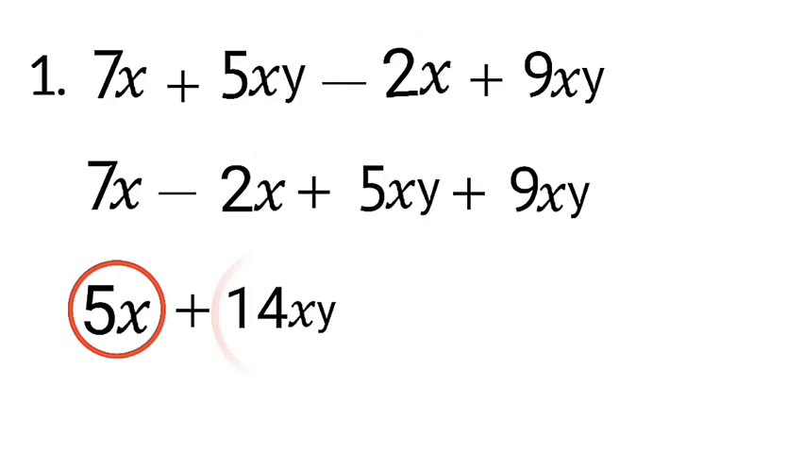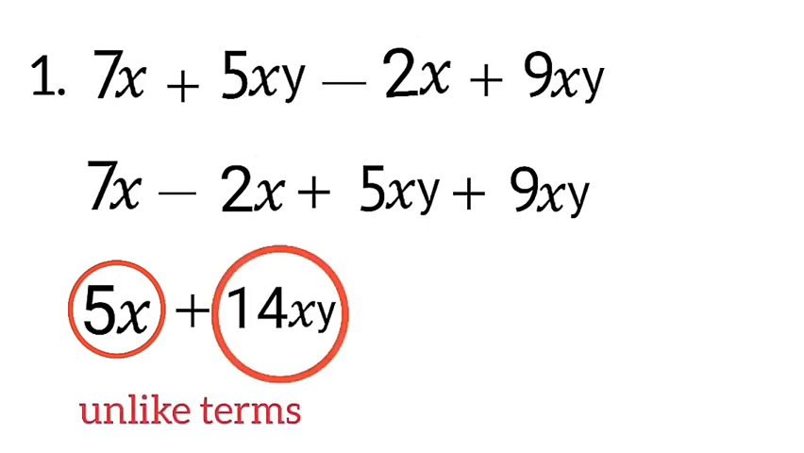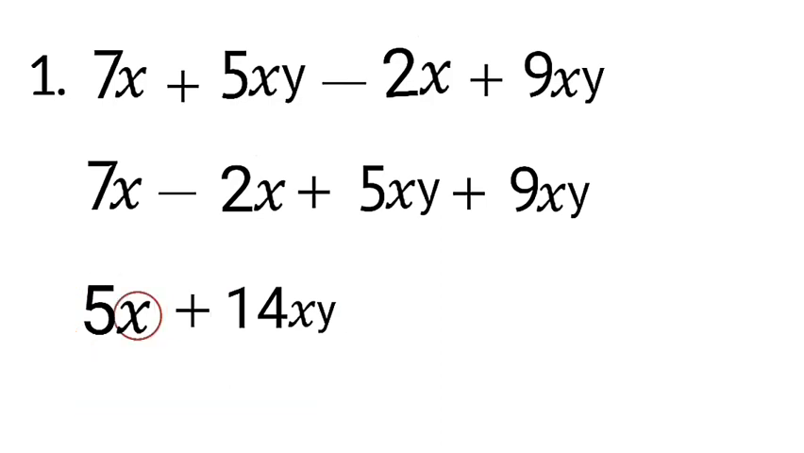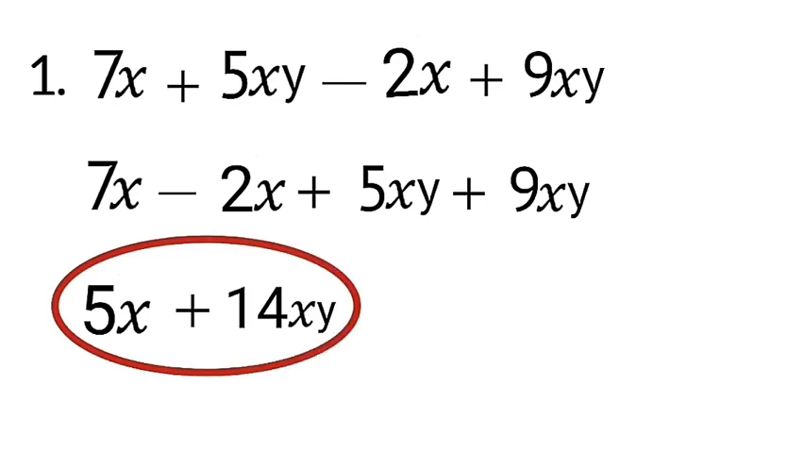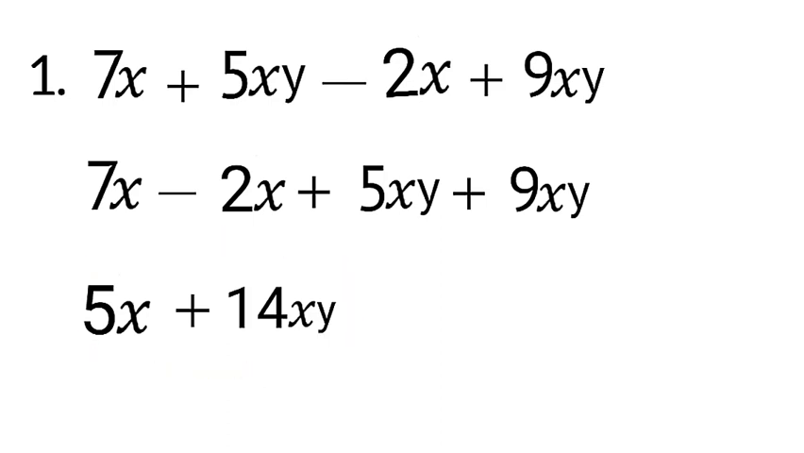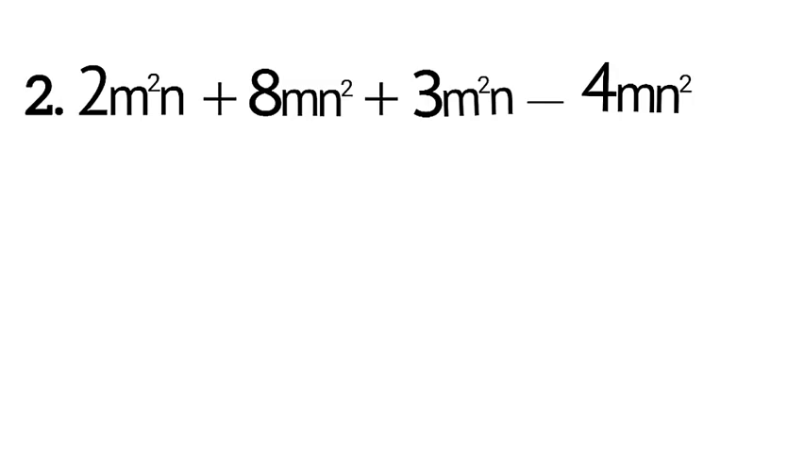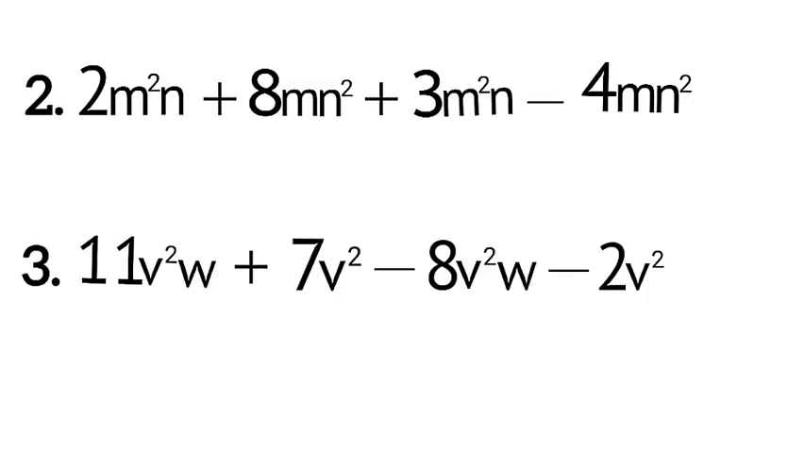5x and 14xy are not like terms. This is because they don't have the same variables. Variable x is not the same as variable xy, even though they both have the same variable in common, which is x. It doesn't still make them like terms. So the final answer will become 5x plus 14xy. This is how addition and subtraction of algebraic expression is done. Please try example 2 and example 3 on your own.